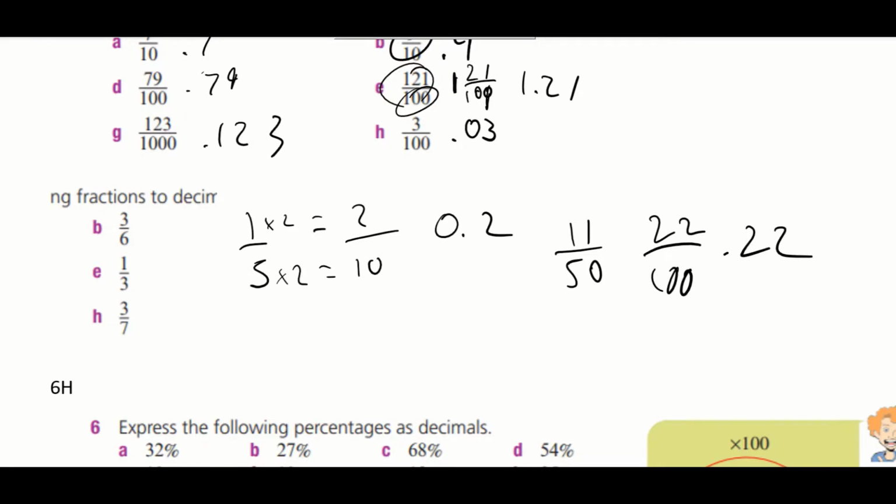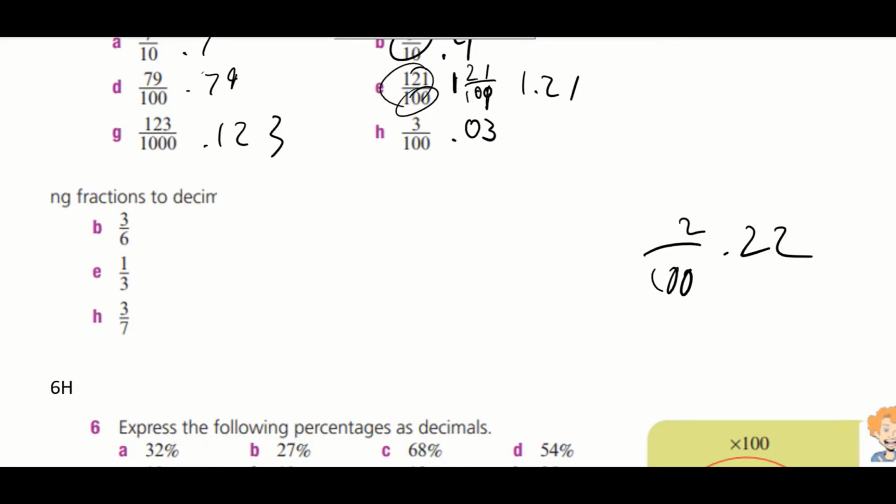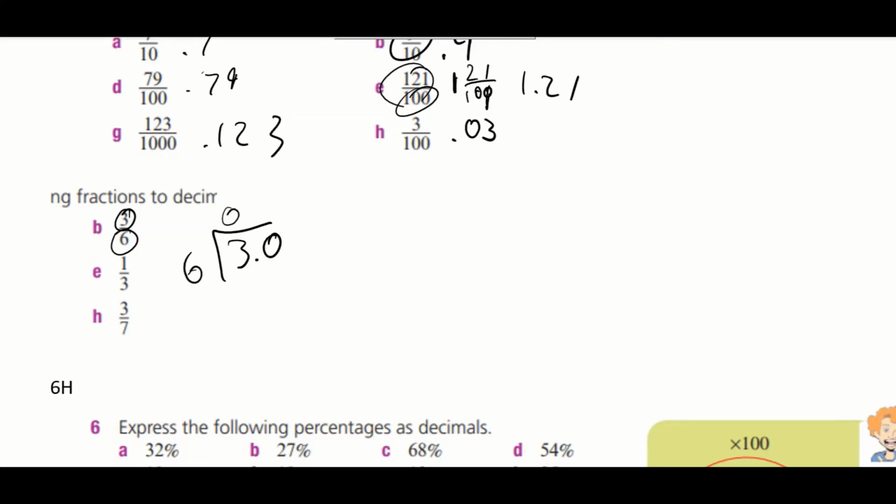But here, 3 out of 6 is a bit harder. So what you do is you divide the numerator at the top by the denominator at the bottom. So you say 3 divided by 6. Now you can't put any 6s in the 3, so you'd have a 0, but then you put a decimal point and you add a 0. And you obviously can do the little 3 there if you want. How many 6s in 30? You'd have 5, put the decimal point there, 0.5.